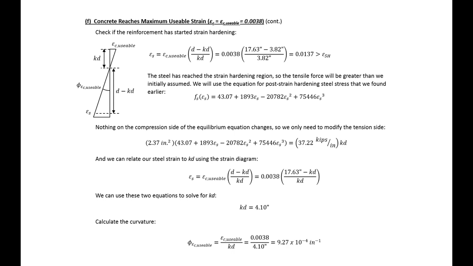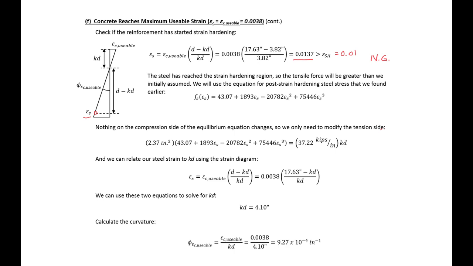We need to check here if our reinforcement has started into the strain hardening region. So we need to check the strain in our steel. We can do this just using similar triangles with our linear strain distribution diagram. And we can find the strain in our steel equal to 0.0137 strain. This is greater than our strain hardening strain of 0.01. So we're into our strain hardening region, so we can't assume that we have yield anymore.